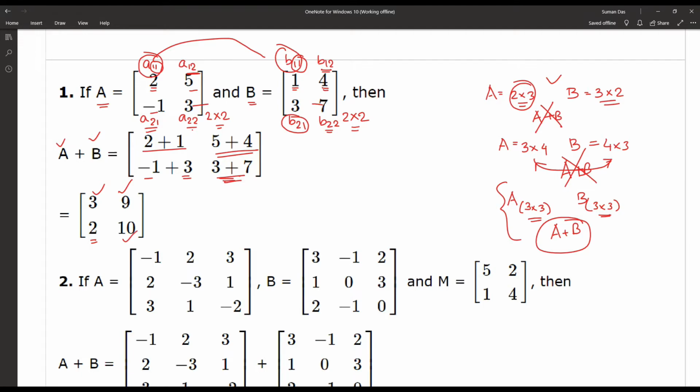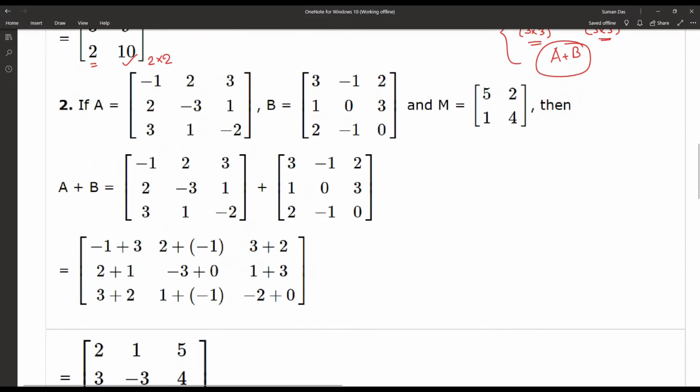Just look at the resultant matrix. The matrix has also the same order, that is 2 cross 2, same as A or B. Now we are looking into another example. In the second example, we have three matrices.